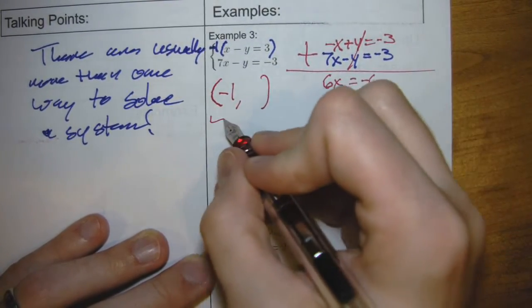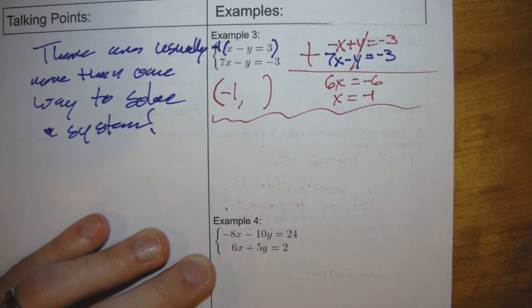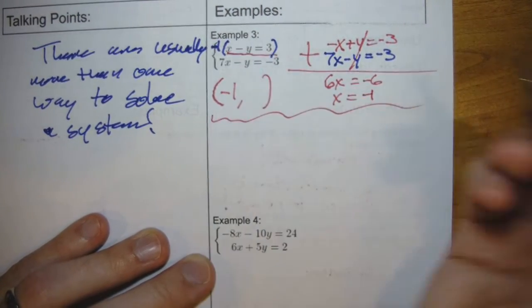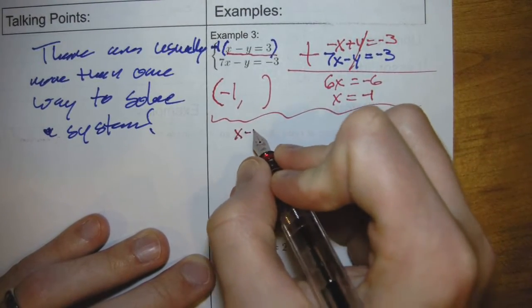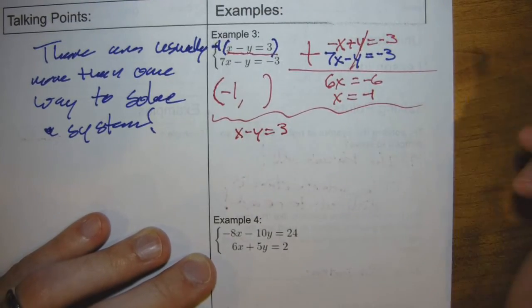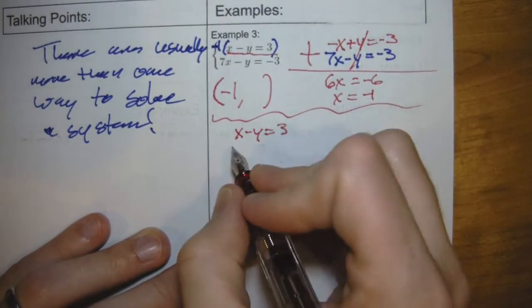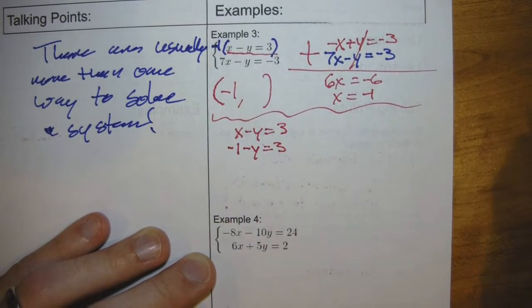All right, let's try for y. Again, which equation would be easier to work with? And in this case, I think that top equation is going to be a lot easier. So let's rewrite it. So x minus y equals 3. Again, we could use either equation, but I'm going to try to use the easier one. We already know what x is, so let's plug it in. So -1 minus y equals 3.